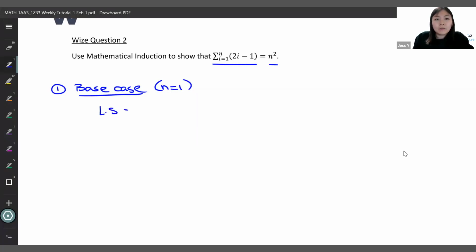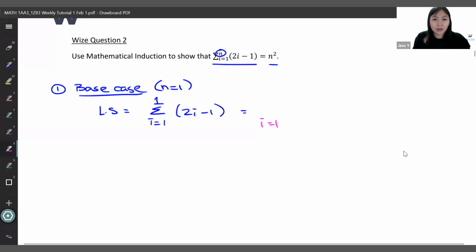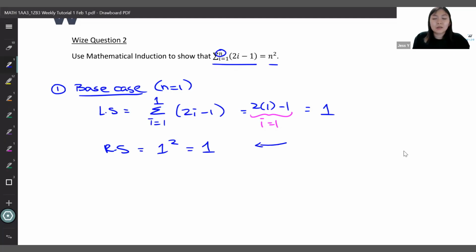On the left-hand side, we have the sum where i goes from 1 to n, but now n is 1, of 2i minus 1. Well, what happens when I add up 2i minus 1 where i goes from 1 to 1? i is just going to be one number, right? It's just going to be 1. So when i equals 1, we're going to have 2 times 1 minus 1, which is 1. And let's see what happens on the right-hand side. The right-hand side is n squared, but n is 1, so that's 1 squared, which is also 1. So check that out. Left side equals right side, so the base case is true. We're done step 1.